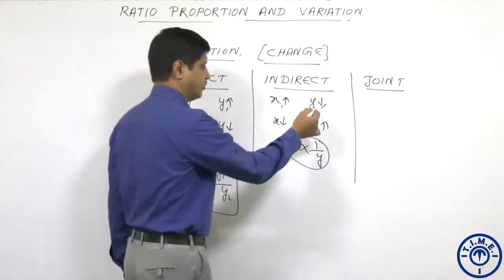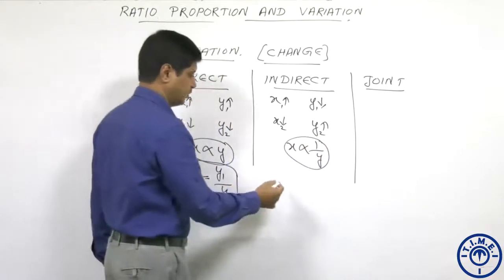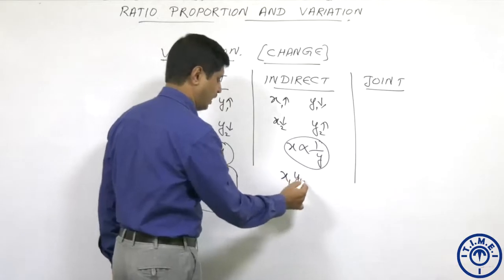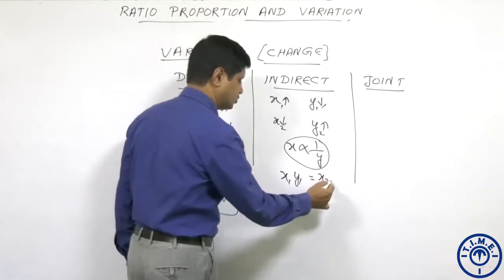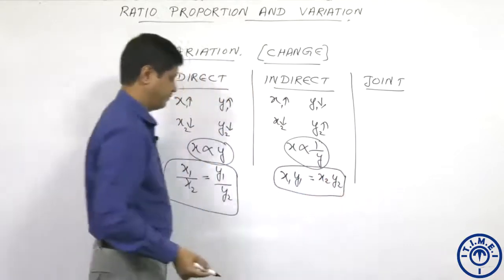Now x1, y1, x2, y2. Now using the variables, what is the relation? Inversely proportional means x1 y1 is equal to x2 y2. This is the inverse variation.